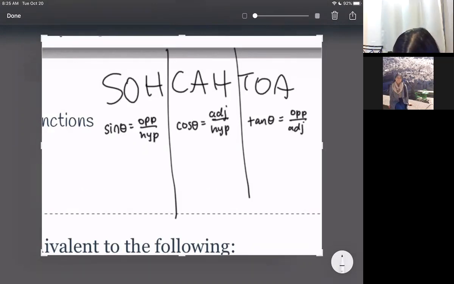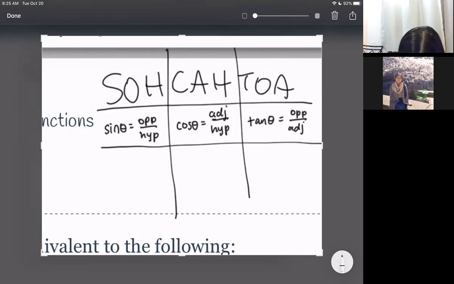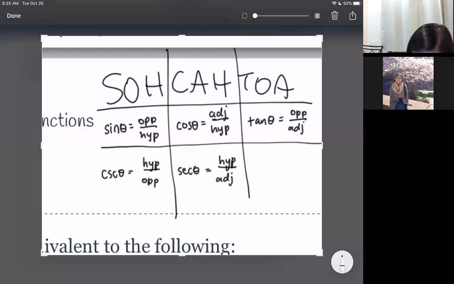And then remember that we have our reciprocal identities as well. So the reciprocal of sine is cosecant, which since it is the reciprocal of sine, this is hypotenuse over opposite. I believe you guys have this chart written down before, but I'm just rewriting it to remind you today. Cosine, the reciprocal of that is secant. So the reciprocal of adjacent over hypotenuse is hypotenuse over adjacent. You just flip it around. And then the reciprocal of tangent is cotangent. And so when you flip around this, you get adjacent over opposite.